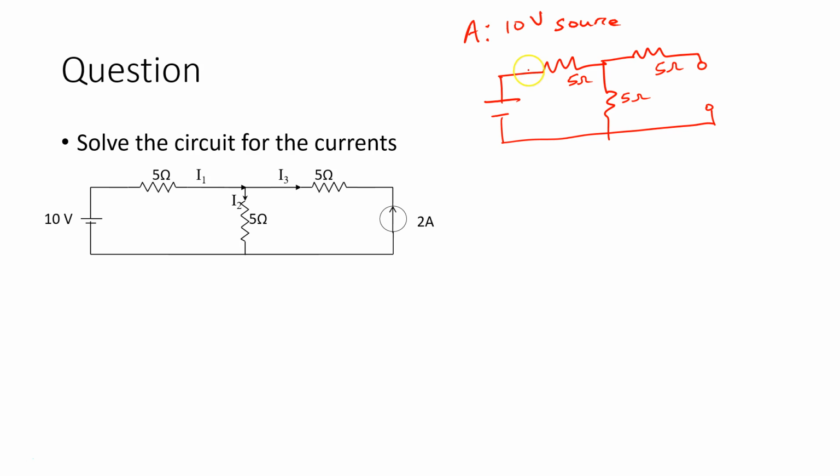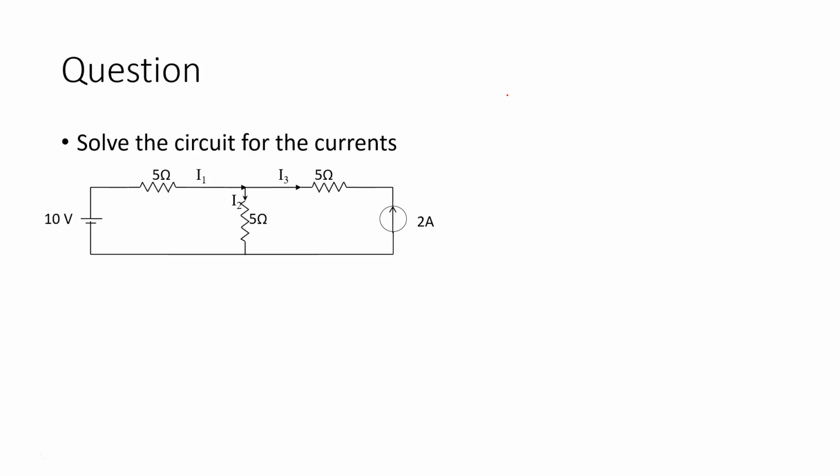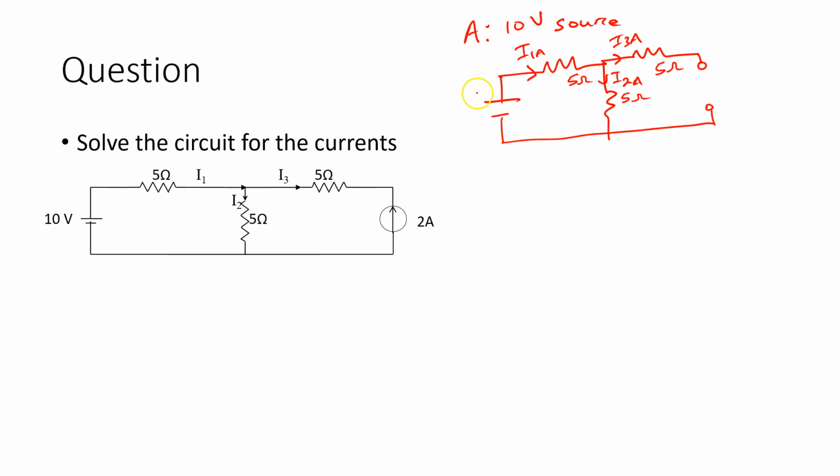And I designate my currents I1A, I2A, I3A. So from here I could see that I3A, since it is open circuit, is 0. And all the current flows through essentially I1A and I2A.